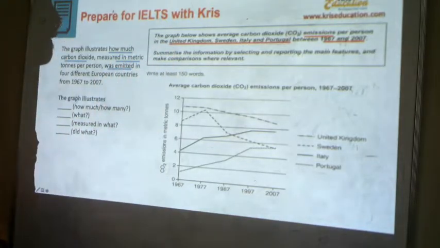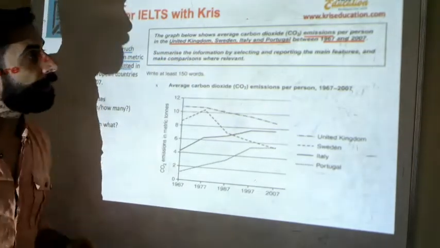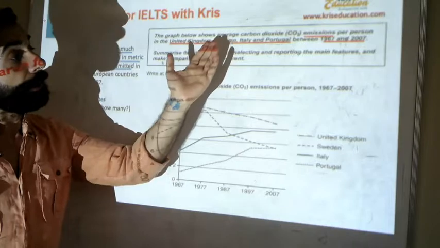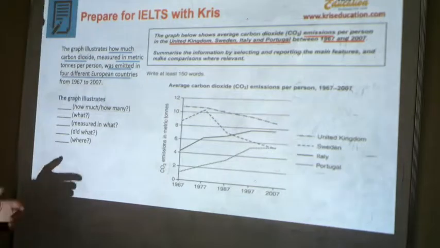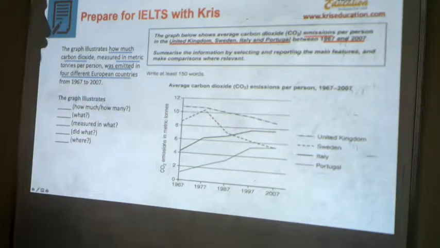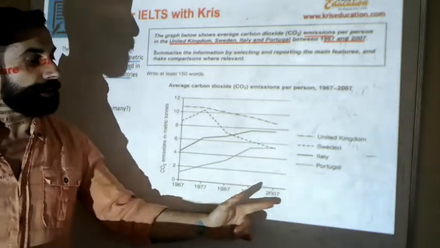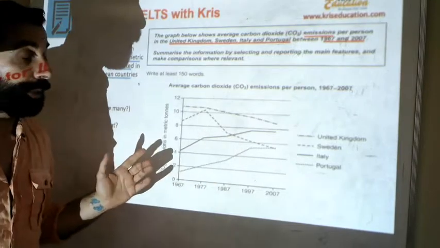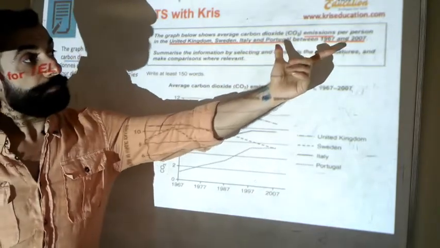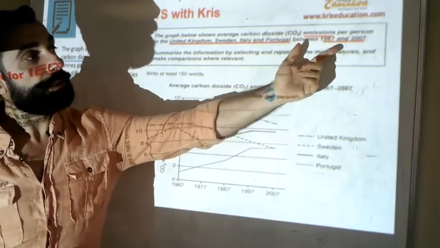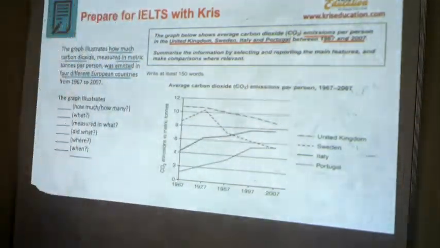After that, where? If there are 4 different countries like this, you don't necessarily need to write down United Kingdom, Sweden, Italy, and Portugal. You can say in 4 different countries. Like in this case, in 4 different countries. And the very last thing that you need to write is when. Look at this part of the graph, or table, or bar chart, whatever it is, to understand when. Make sure that if IELTS says between 1967 in this case and 2007, you write something like from to.